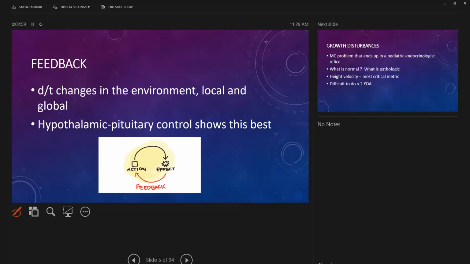All right, so feedback is a really important mechanism, particularly with endocrinology. That's also why endocrinology drives most people batty, is this feedback. But if you really understand feedback and you understand the material rather than memorize the material, it really does start to make more sense. So the definition of feedback is that there's these changes in the environment, either local or global, and then the response. So an example of this is the hypothalamic pituitary control, where you've got this positive and negative feedback controlling the flow of information.